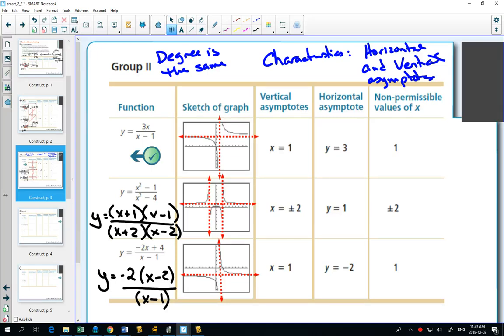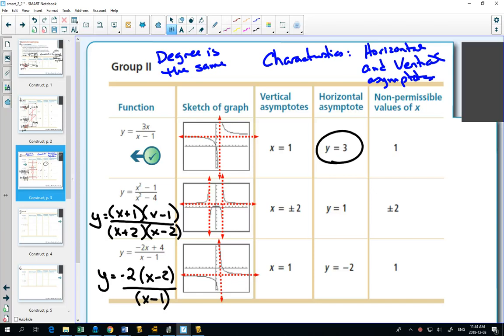If I put in 1,000,000 for x, I would have 3 million over 1,000,000 minus 1, which is basically really close to 1,000,000, right? What is 3 million divided by 1,000,000? Well, 3 million divided by 1,000,000 is going to be 3. 3 million divided by something that's really, really close to 1,000,000 is going to be really, really close to 3.